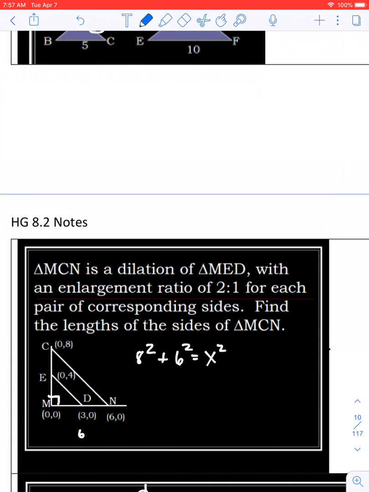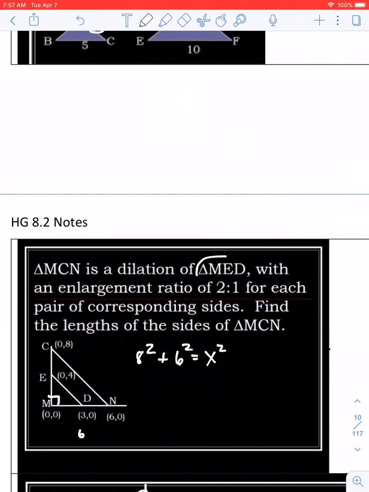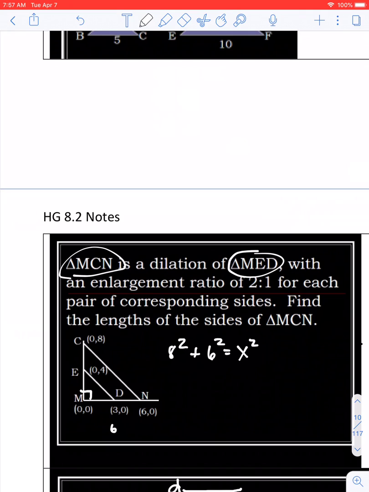Triangle MCN is the dilation of triangle MED. Sorry, MED is the smaller one, MCN is the larger one. And the ratio is 2 to 1. And they said find the lengths of the sides of MCN. Well, it isn't too difficult to find side MN, that's 6, and side CM, that's 8. We then can use Pythagoras to help us find CN, in which case we get x squared is 100, so x is 10, not -10, correct?